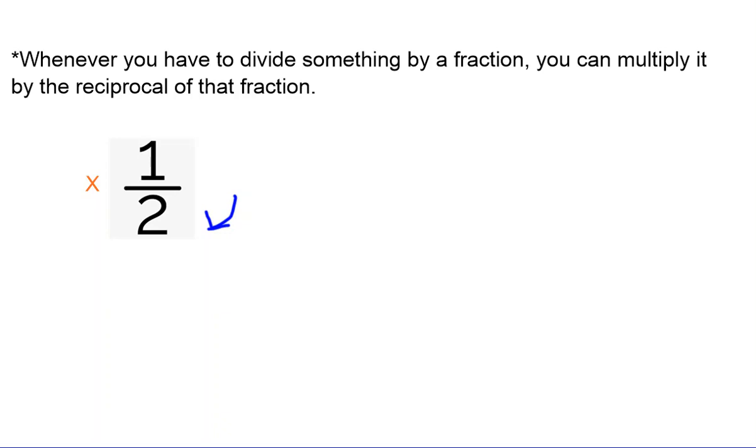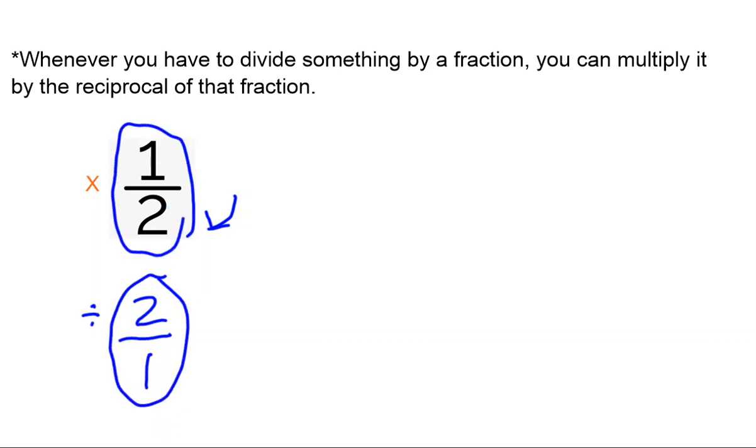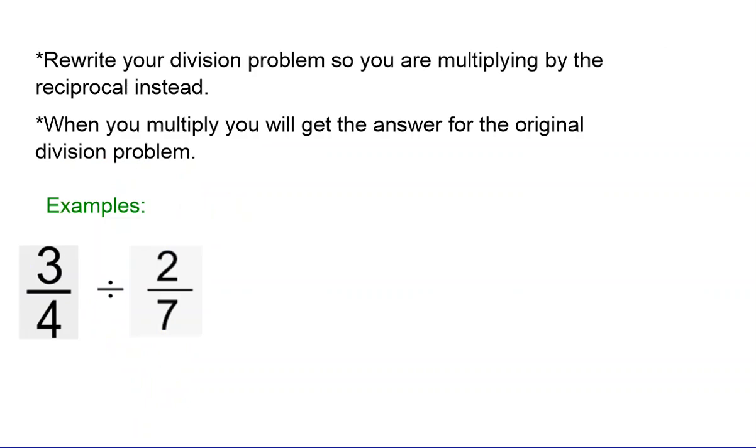Now, if we divide something by 2, we can also say we are dividing by 2/1, because we can always create a fraction by placing any number over 1. The important thing to see here is that we have reciprocals. Multiplying something by 1/2 is the same as dividing by 2/1. Let's look at some examples and see how this works.